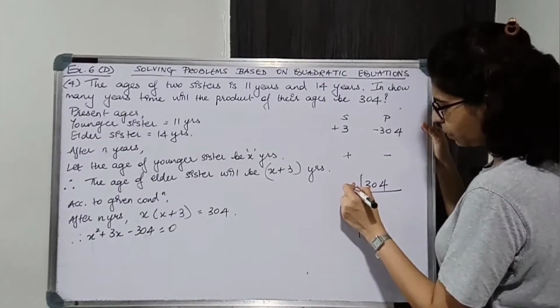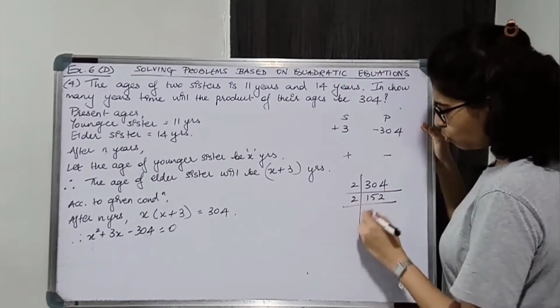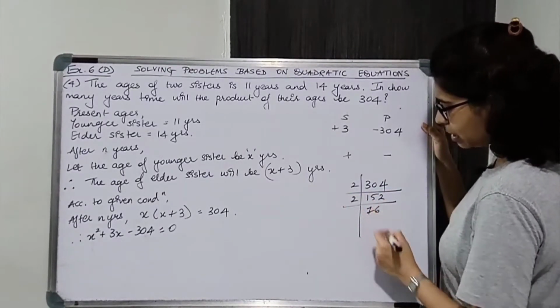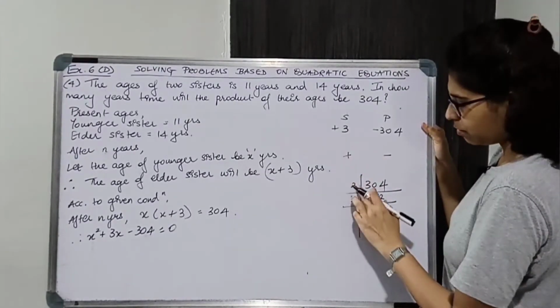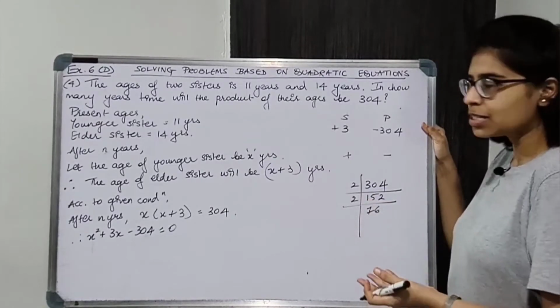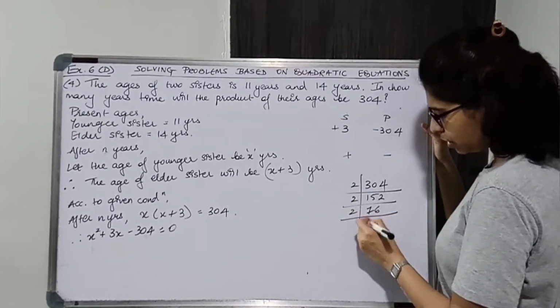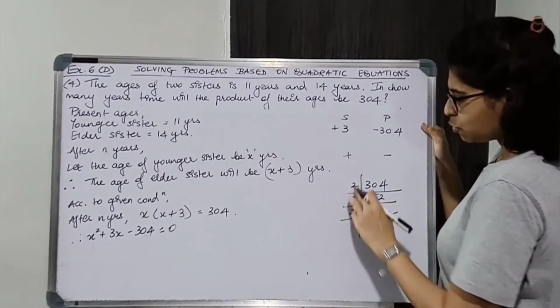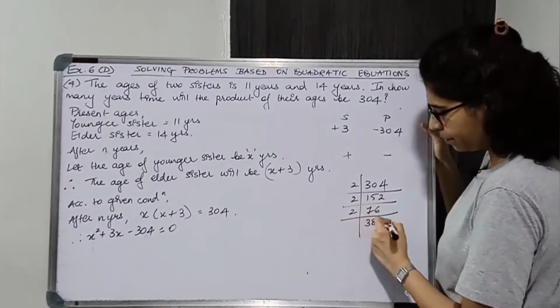So we'll get 2 15s are, 2 2s are, 2 7s are and 2 6s are. 2 and 152 ka difference will not give you 3. 2 2s are 4. 4 and 76 ka difference will not give you 3. 2 3s are 6. 2 8s are. So 2 2s are 4. 4 2s are 8. 8 and 38 ka difference will not give you 3.